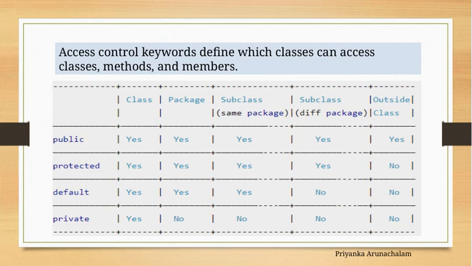Access control keywords are essential because they help us define which classes can access other classes, methods, and members. Essentially, they set the rules for how different parts of our code can interact with each other. By using these keywords, we can control the visibility and accessibility of various components, which is crucial for maintaining encapsulation and ensuring our code remains secure and well-structured. This ties into the overall theme of designing robust and modular software, where controlling access properly helps prevent unintended interactions and keeps our codebase manageable.